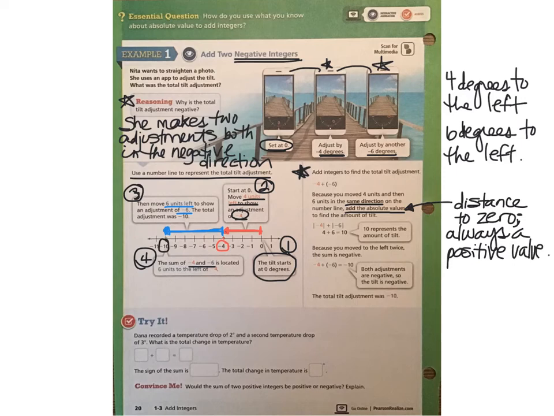So in this case, -4 and -6 both are 4 and 6 units respectively from 0. So adding those 2 integers together, 4 and 6, to get 10, 10 represents the amount of tilt. But now we need to decide, why is that answer negative? Well, we moved to the left twice, so that sum is negative because we kept going in the negative direction. So -4 plus -6 is a -10.